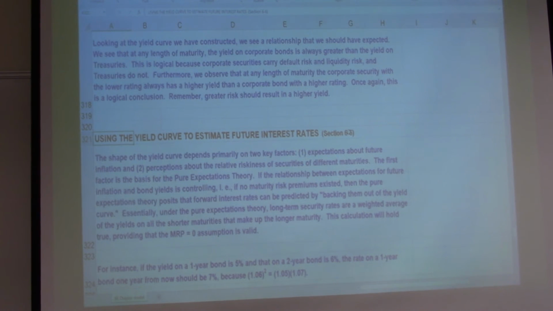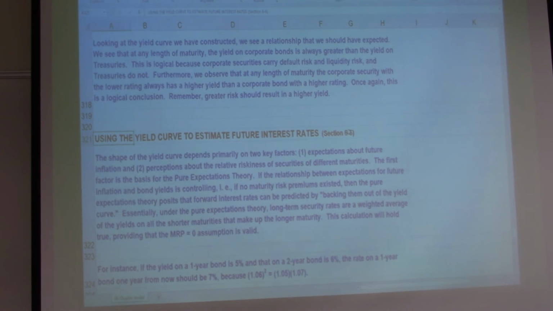But this is just estimation. The actual equation should be, because we're compounding, the first year 5%, 1 plus 5%, multiply 1 plus X percent. This is your second year, which should equal 1 plus 6% for 2 years. So you work out this math, you should get somewhere close to 7%.